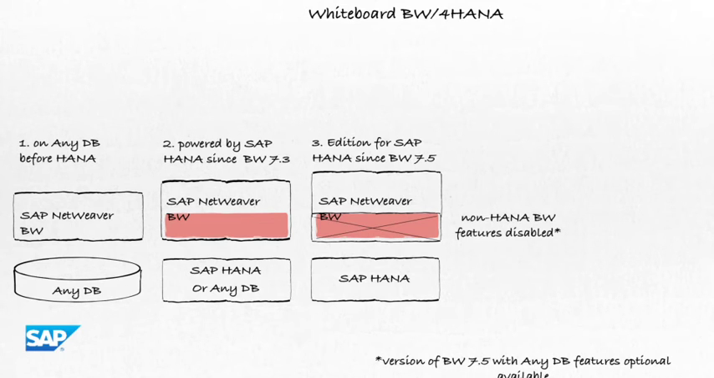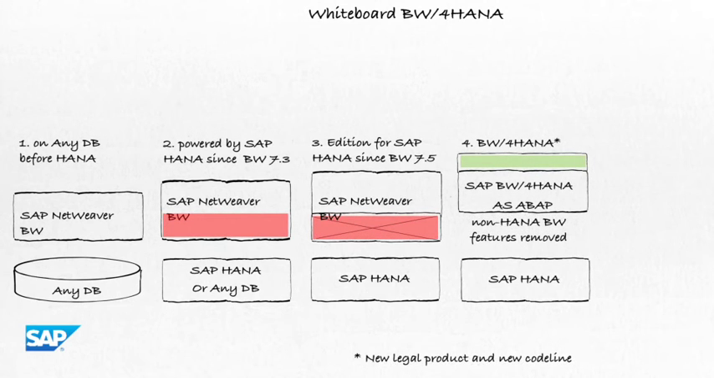And finally, we arrive at BW for HANA, where this application has been designed exclusively for HANA. So everything that is not HANA related has just been removed from the application. So the application layer itself is much leaner. The performance is much better because we are integrated 100% to the SAP HANA underlying database, and obviously we have new code and new capabilities that we have added to the application server.